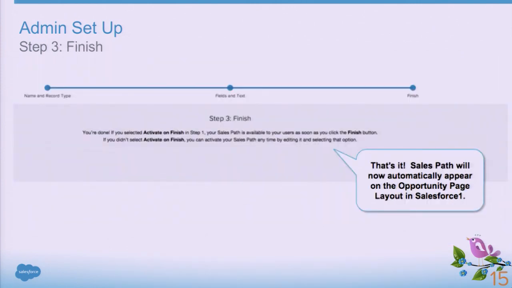And then lastly, you finish. Once you finish this setup process, it will immediately become available on the opportunity page layout in Salesforce One for whatever record type you set it up with. So now let's go take a look at this on my tablet, and I'll show you that sales path that I just set up. So if we could go to the tablet.